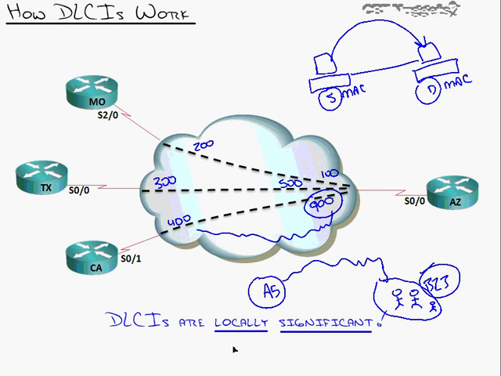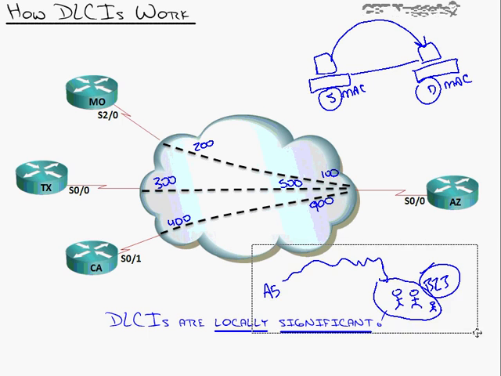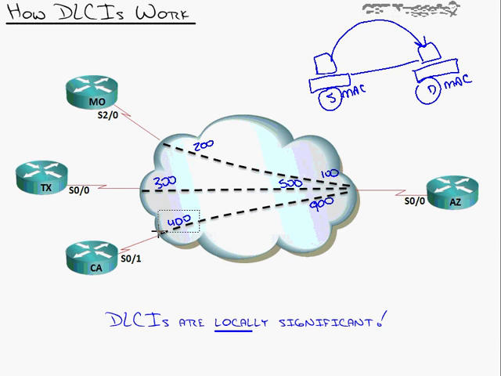Now, with that in mind, let me show you something that might just blow your mind. It might not, but it might. Sometimes service providers will do something like this. California has DLCI 300 to get back to Arizona, but so does Texas. And while we're at it, let's go crazy. So does Missouri. Missouri also uses DLCI 300 to get back to Arizona.